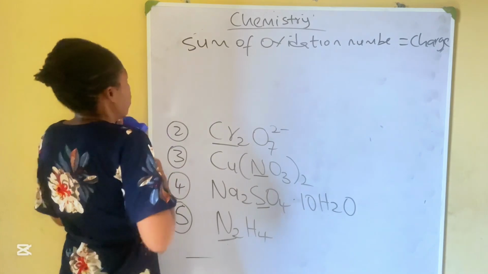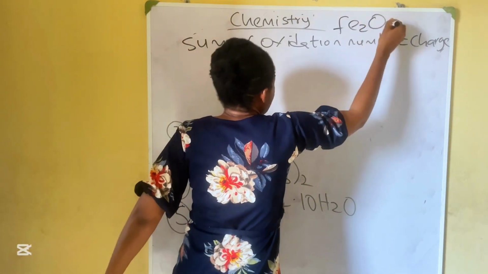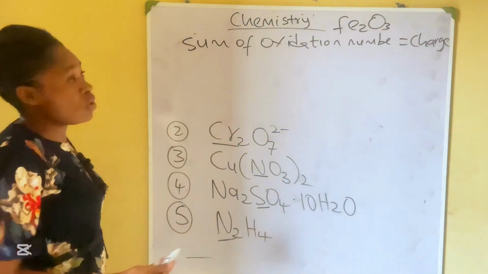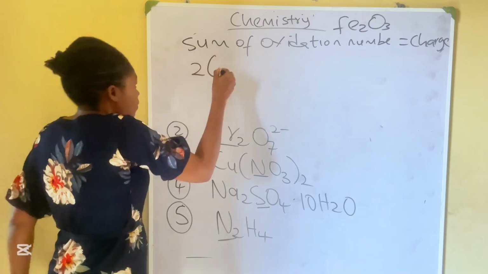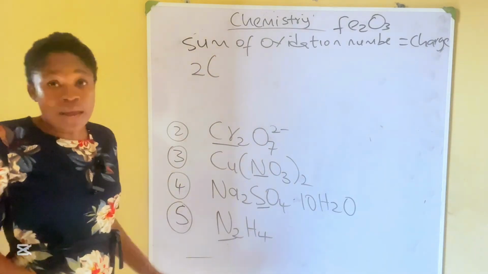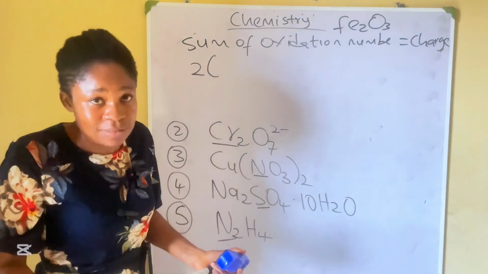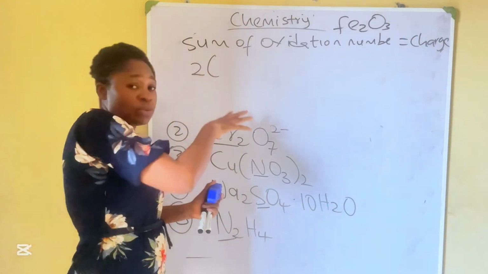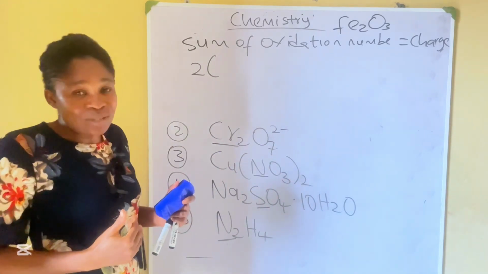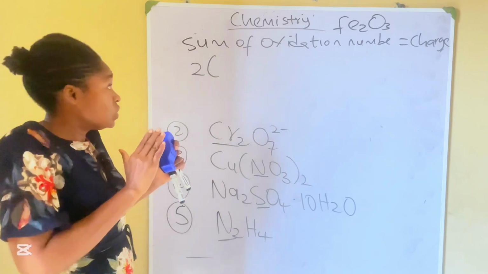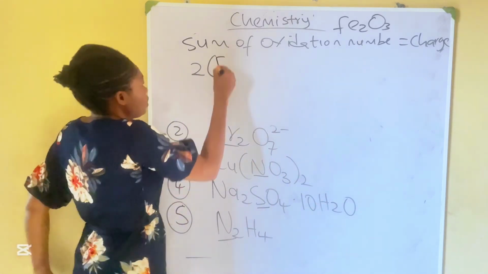So remember, we are calculating for Fe2O3. How many atoms of iron do I have here? I have 2 atoms of iron. So 2 times the oxidation number of iron. I'm looking for it. You can say, let the oxidation number of iron be X. I normally use the metal to represent it, apart from oxygen. It's only oxygen I prefer to use X for, but you can use any letter to represent your atom. You're good to go.